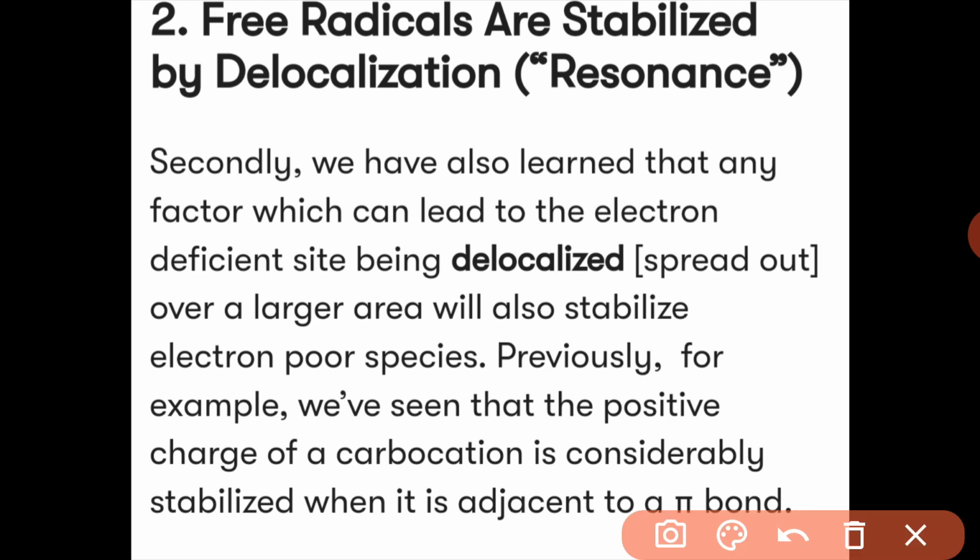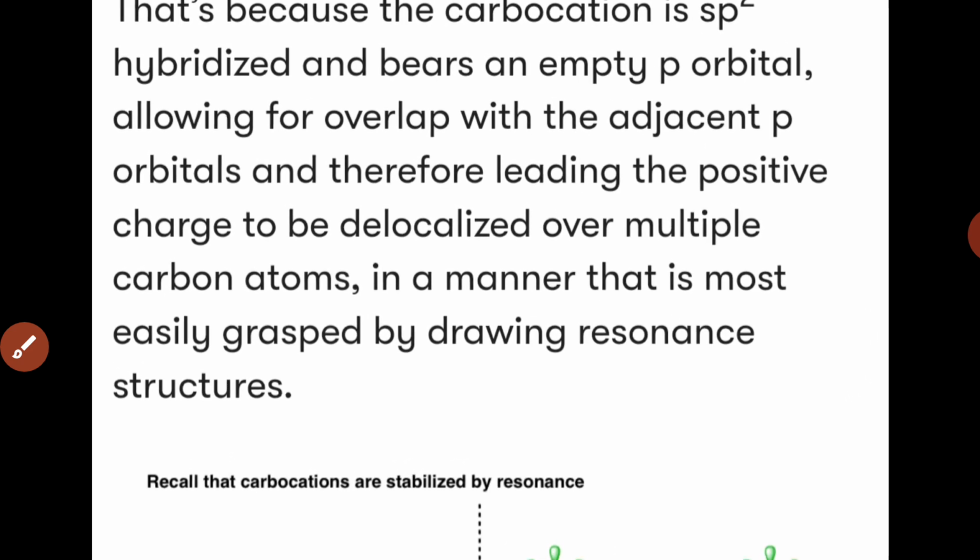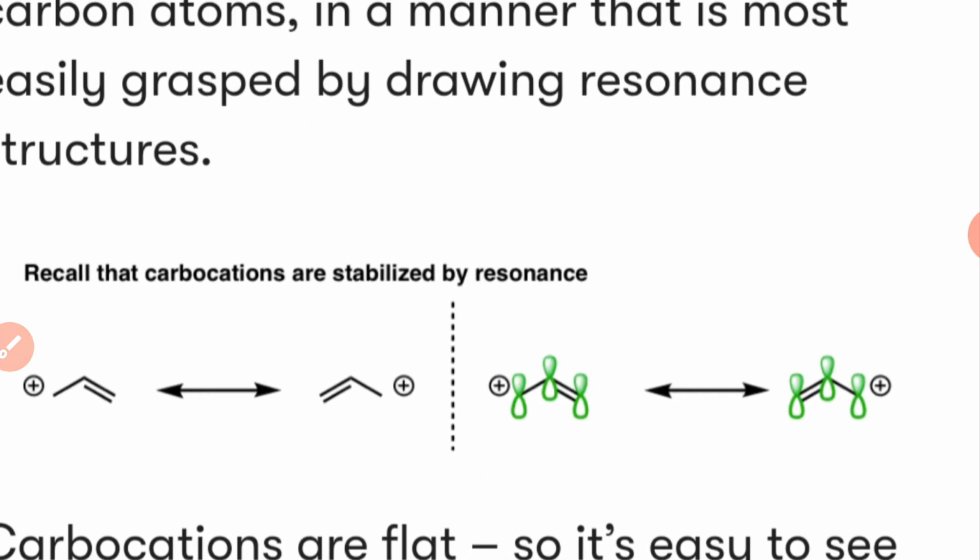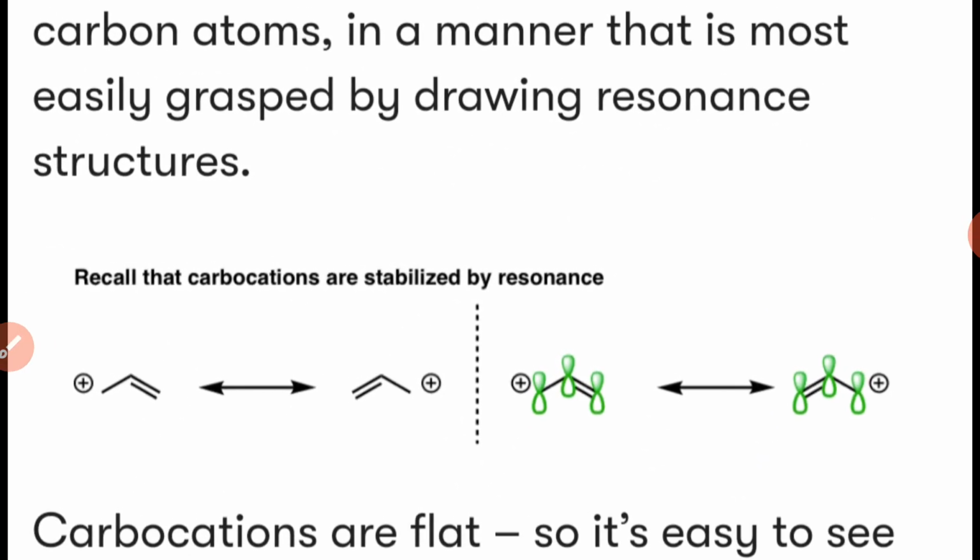Secondly, we have to learn the factor that can lead to the electron deficient site being delocalized. Whenever there is the word delocalized, it is about the spreading out of electron density, and it is always a stabilizing factor for the carbocation and for the free radical as well. Here I am firstly going to explain the free radical. Before the free radical, I am going to tell you about the carbocation.